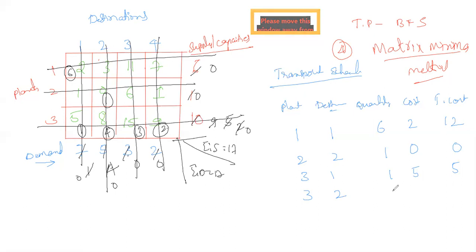Okay, so what is the value here? 3, 2, 4 quantity, so 8 is the cost, so it will be 32. Similarly, 3, 3 quantity, 15 each, cost 45. And the last is 3, 4. Here it is 2 and this is 9. Total it will be 18.